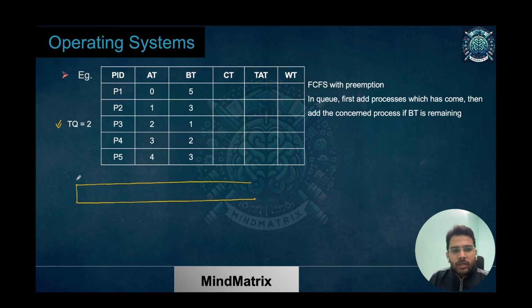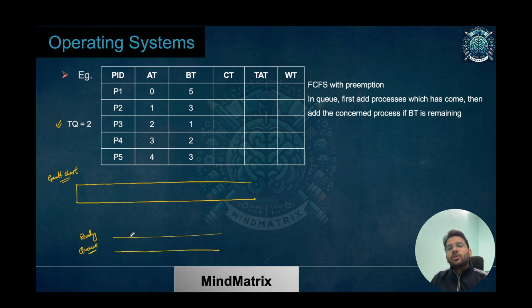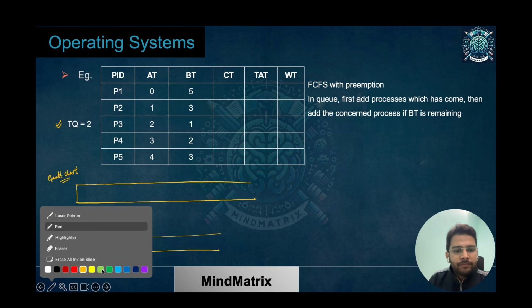Okay, so this is the Gantt chart through which we are going to schedule the processes. And here we have one queue as well, a ready queue. We maintain a ready queue separately just to make sure that we are scheduling the processes correctly. So let's see here carefully now.